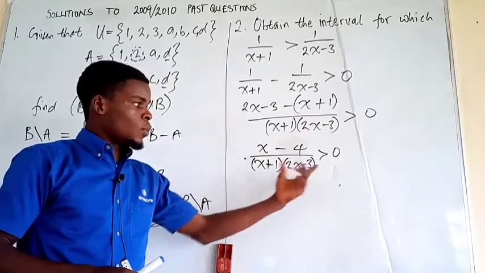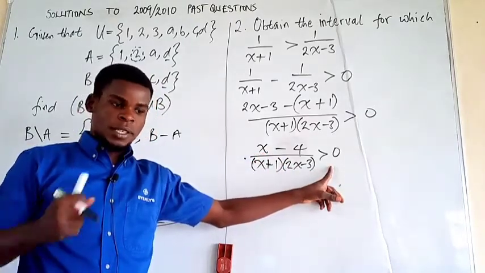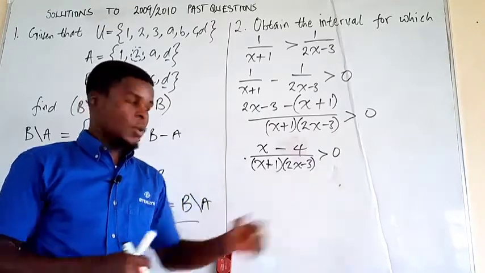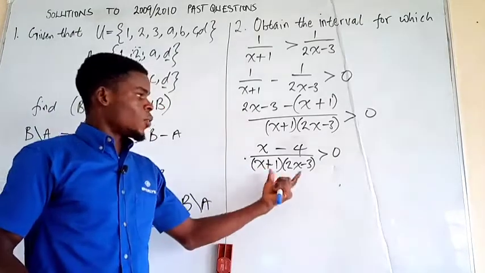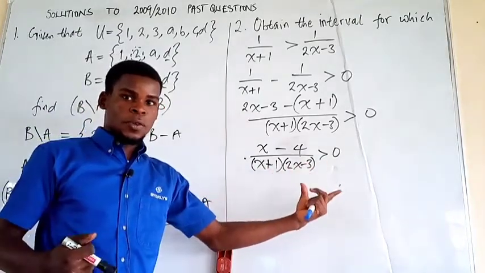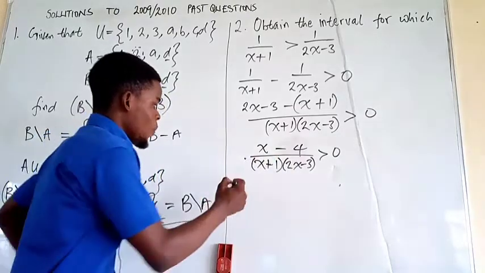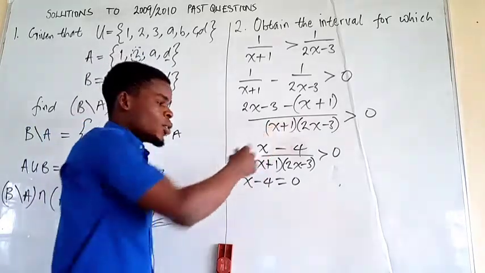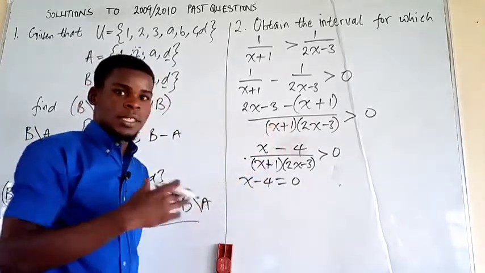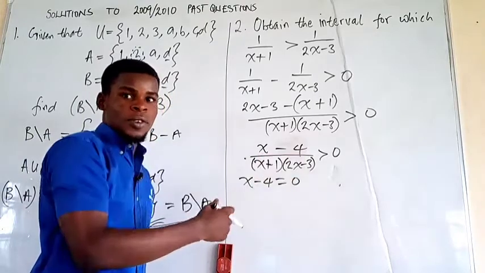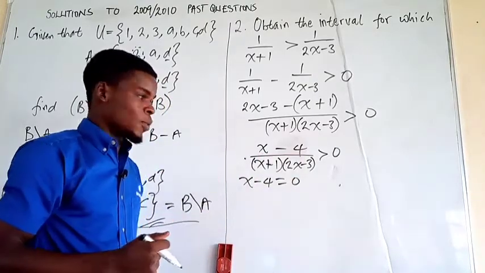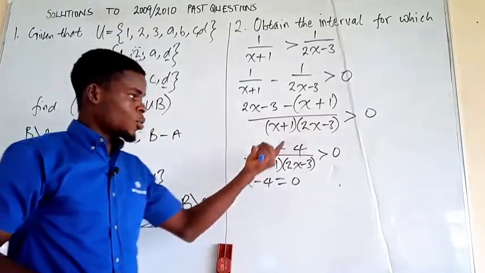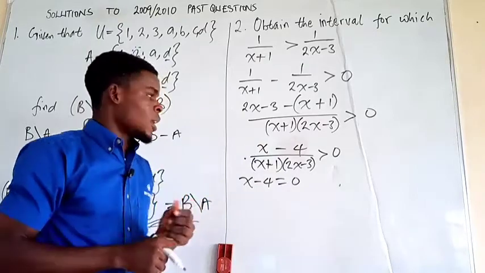Now, we know that this inequality should be greater than 0. That means it should not be equal to 0, neither should it be less than 0, but it should be greater than 0. For this inequality to become an equation equal to 0, x minus 4 will be equal to 0. If the numerator is 0, the whole expression is 0. So the numerator should not be 0. We are looking for the value of x that will make the numerator 0, so we exclude that value, alright?